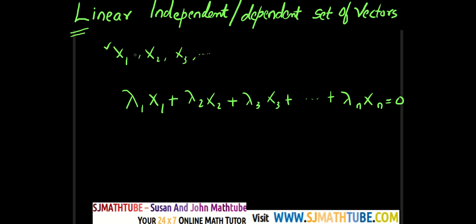So I took n vectors, and I'm not worried about the dimension of the vector, but all of them are supposed to be of the same dimension. I'm writing as if they are connected. I put lambda 1, lambda 2, lambda 3, lambda n, that is n scalar quantities, like numbers.